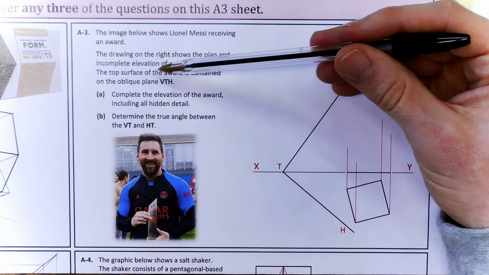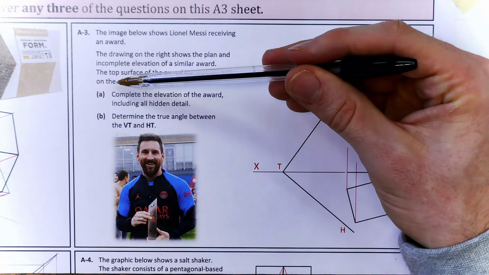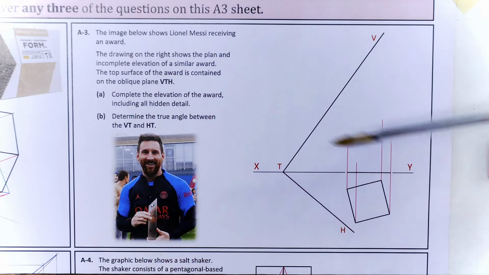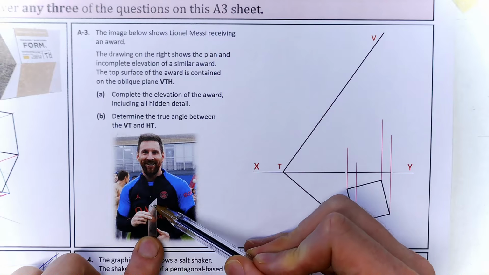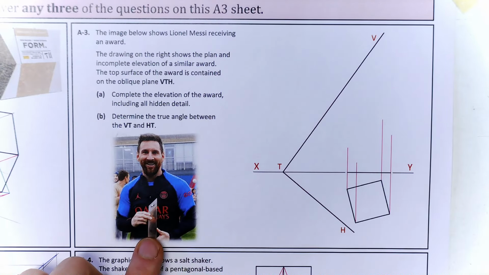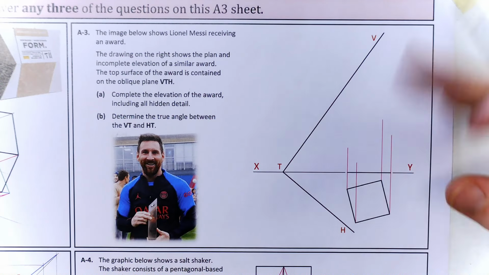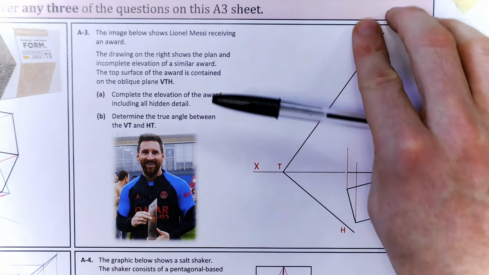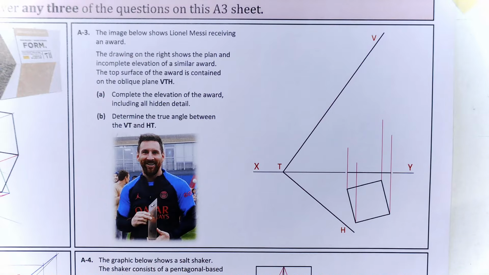The top surface of the award is contained on the oblique plane VTH. So you can see that there's a plane that's been sliced out of the award, and it's just a rectangular solid, or a cuboid. They've projected up, and what we're looking for is heights along here.